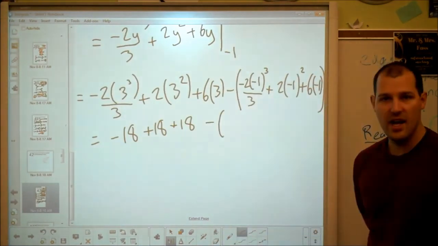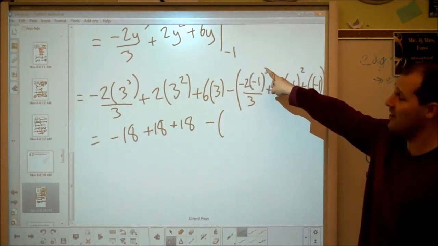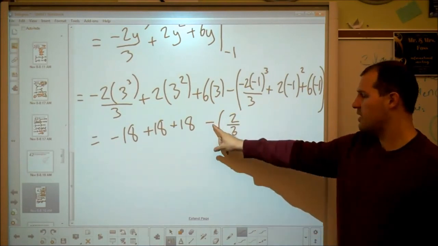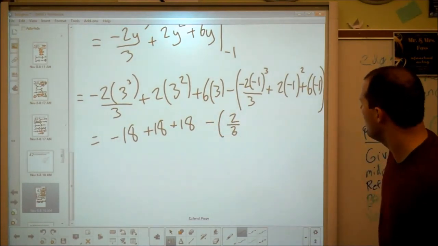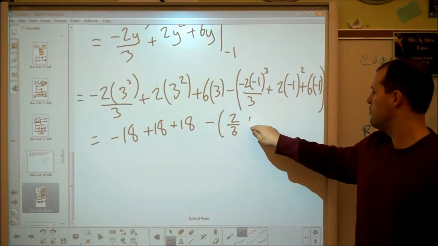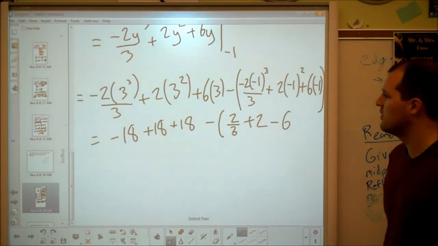Minus, alright, we got a negative in there. Don't worry, it's just a negative 1. It's not going to be hard. So negative 1 cubed is still negative 1 times negative 2 over 3. That gives us a positive 2/3. And it's going to be subtracted, but it is a positive 2/3. And let's go to the next one. Looks like negative 1 squared is 1 times 2 is just 2. And then we get minus 6.